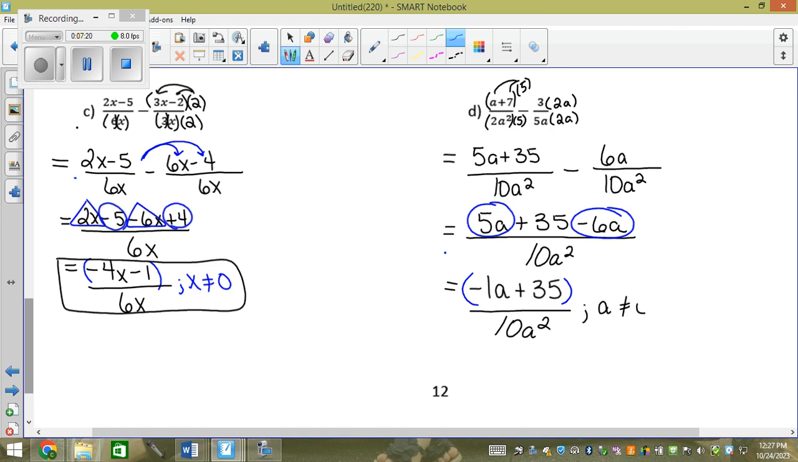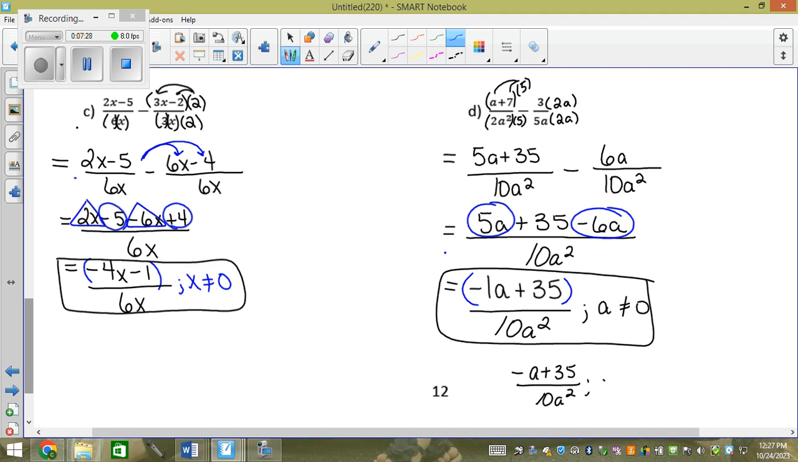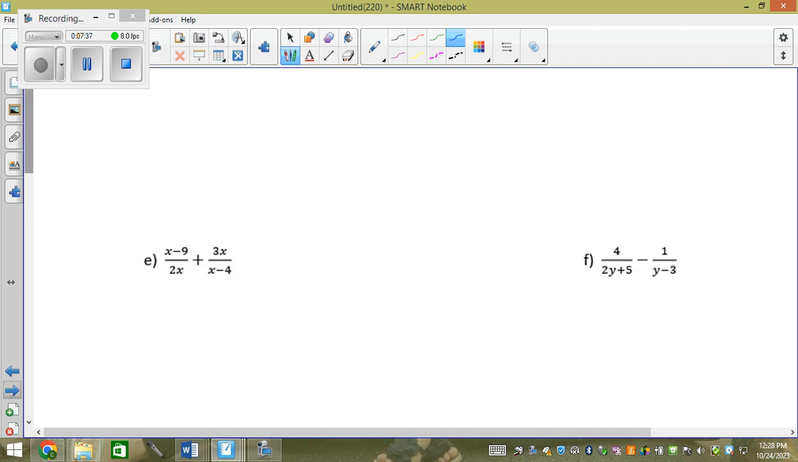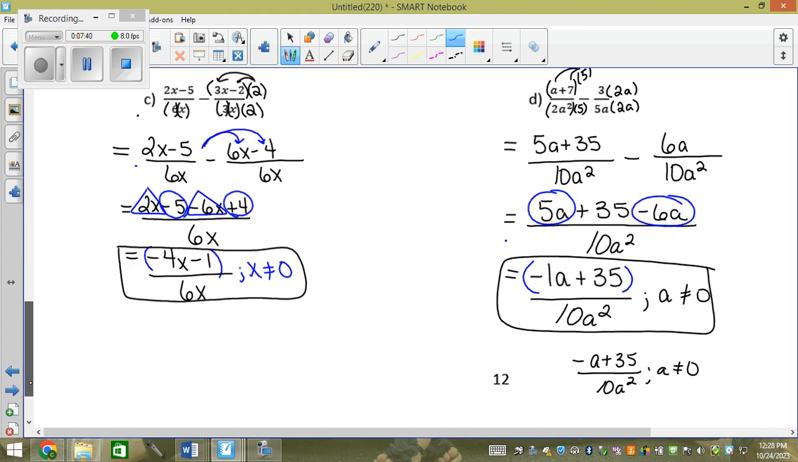0. So technically you could have negative a plus 35 over 10a squared just like that. A can't equal 0, right? The same thing. All right, then we're going to flip over. Sorry. Had everyone have that?